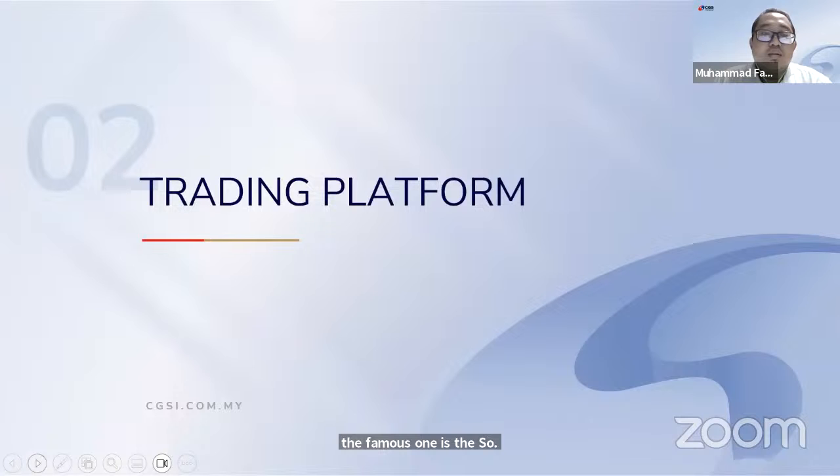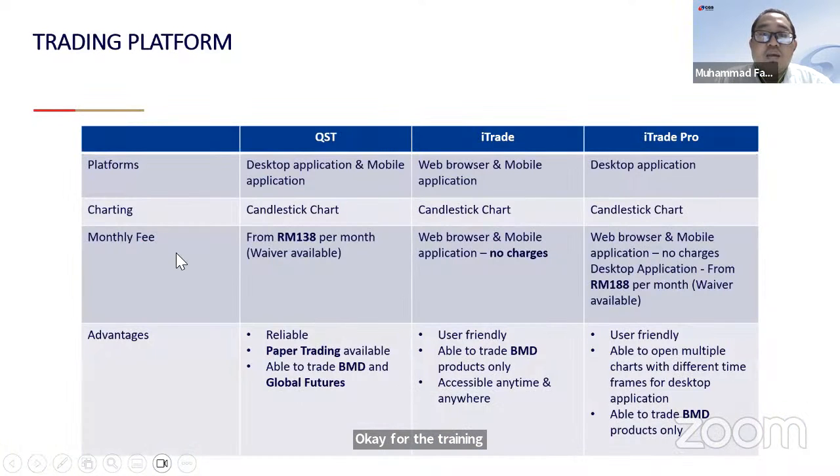For the trading platform, at CGSI, we offer 3 trading platforms to the clients. The free one is iTrade. For iTrade, we have no charges. The client is able to trade BMD only currently, and it is accessible anytime, anywhere. Usually clients who want to trade foreign products will subscribe to QST, and currently the monthly fee is 138 per month. But don't worry, the waiver will be available. So these are the advantages of all the 3 trading platforms that we offer.